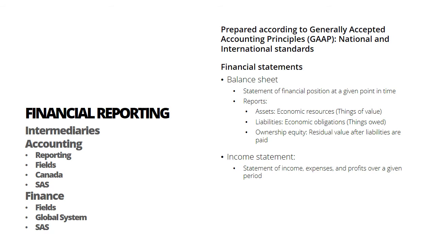Accountants also help to prepare income statements, which look at revenue, expenses, and net profits over a given time period. And lastly, accountants also help to prepare cash flow statements, which report on cash flow activities of a firm, for instance, operating expenses, investments, and other financing activities.